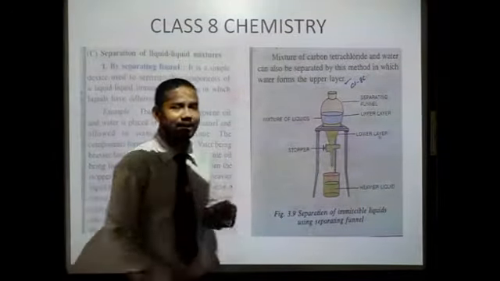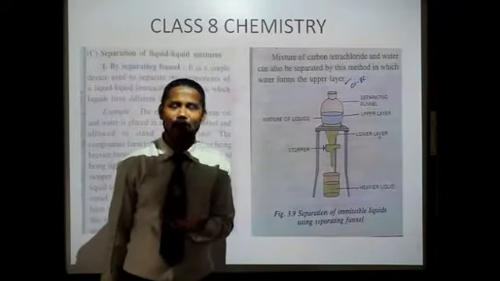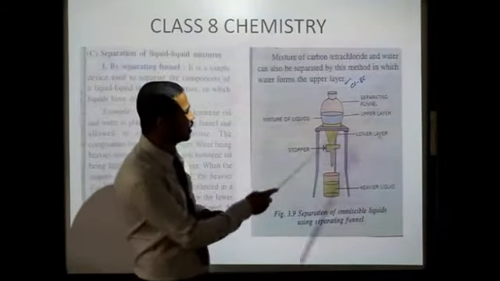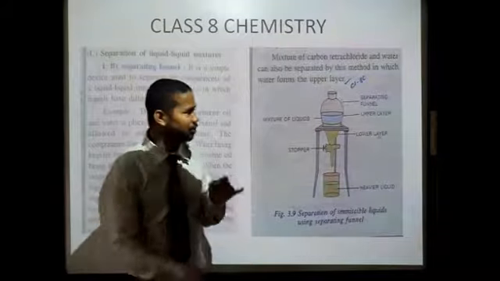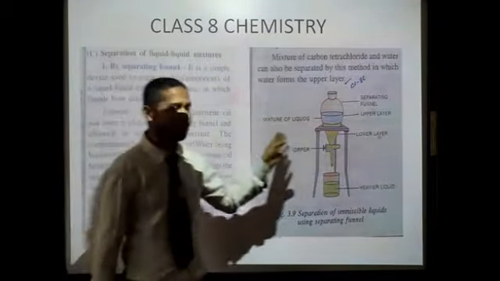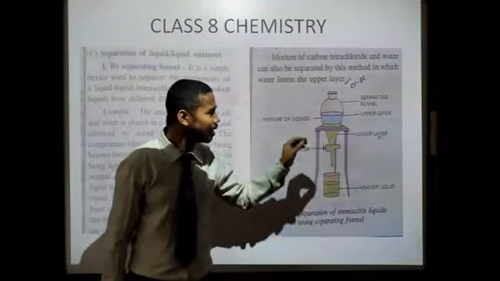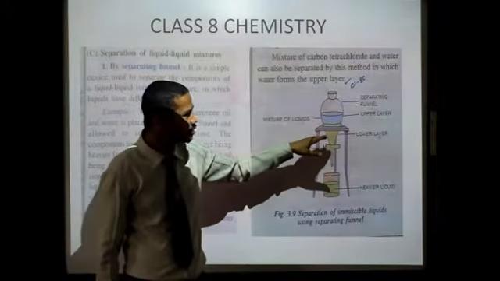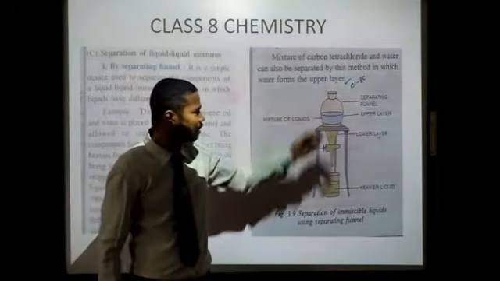So the upper layer is the lighter component, and the lower layer is the heavier component. In this case of the mixture of water and kerosene oil, water is heavier, so it comes down, and kerosene oil is lighter, so it goes up.